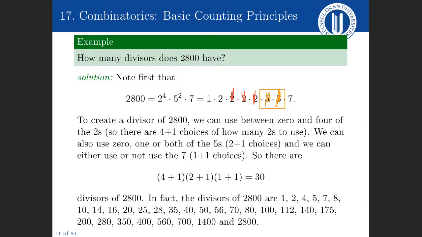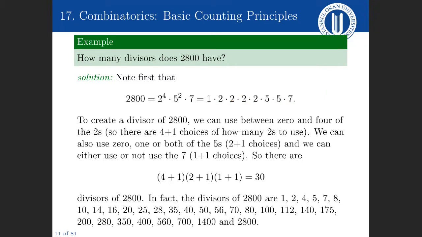And then we come to the 7. And we have 2 choices. Either we use the 7 or we don't use the 7. Let's say in this example we do use the 7. Then we would use the 2 and the 7 and we would get 14. 14 is a divisor of 2,800.